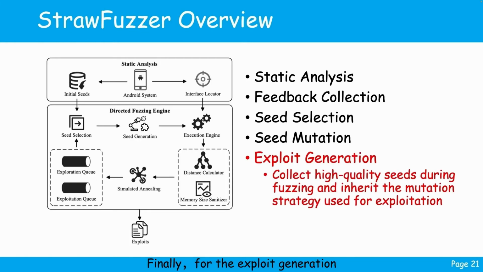Finally, for the exploit generation, as the exploits of straw vulnerabilities are affected by the runtime environment and the device performance, we collect high-quality seeds during fuzzing and inherit the mutation strategy used for exploitation stage.